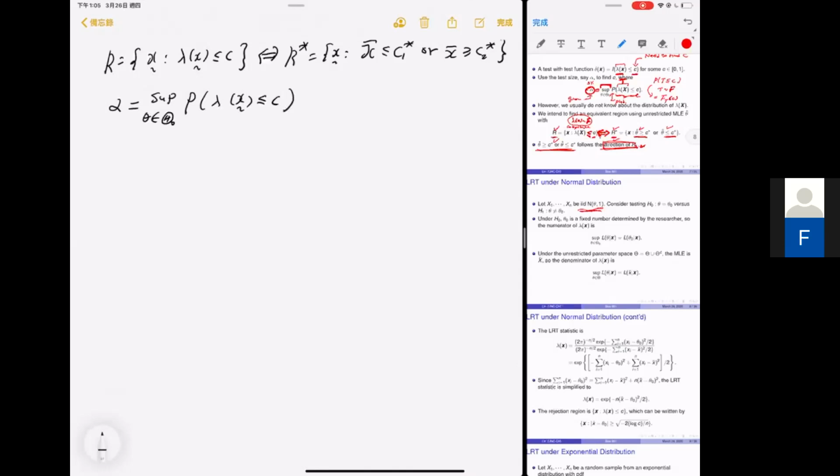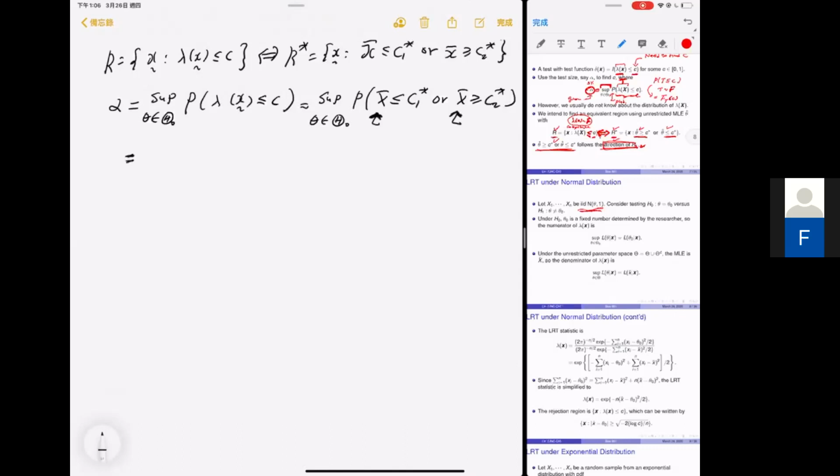Why is that important? Because I can write this as a supremum over theta in the null space of the probability of X bar smaller than C1 star or X bar bigger than C2 star. That's important because I do know what X bar follows right here. Because X1 to Xn is normal, I do know X bar follows a normal distribution as well. Good. And then how do I write this?